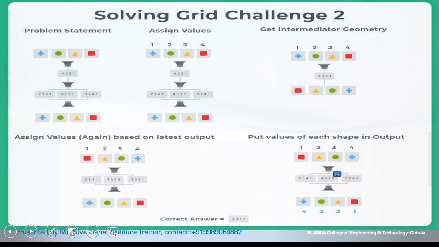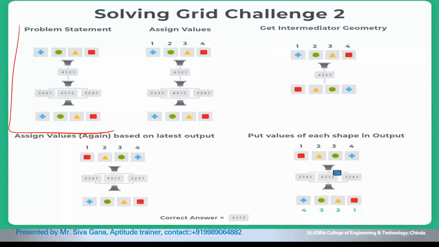Now let us see the next level of this question. Now please everybody concentrate only on this. This is the question. I'm assigning the values 1, 2, 3, 4. So there is an intermediate output: 4, 3, 2, 1.